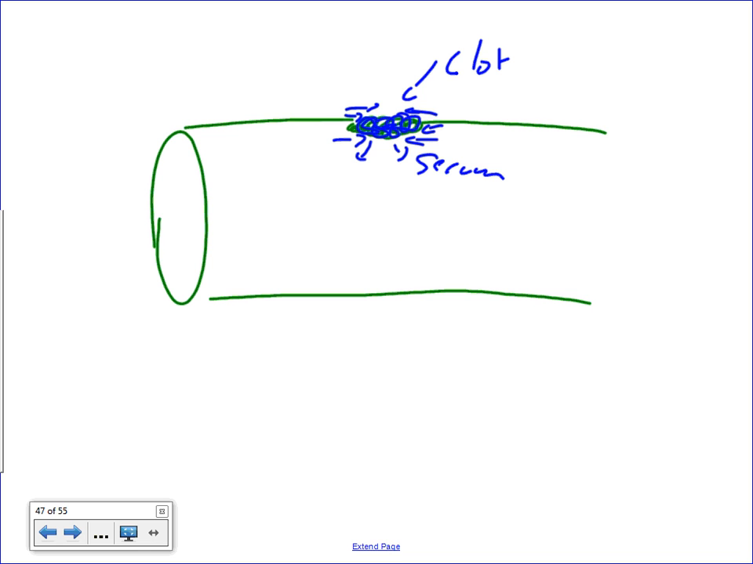Okay, so that's how we form a clot. That's how we plug the hole. That's how we stop the bleeding. And also, while platelets are dumping out this bath of chemicals, they're also dumping out chemicals that are going to promote the healing process. They're going to promote the rebuilding of the walls of the vessel itself.